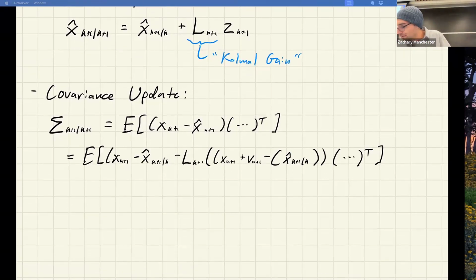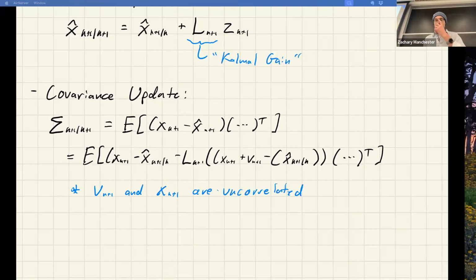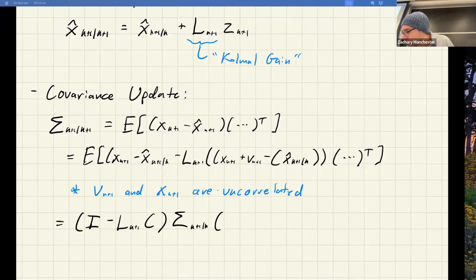So now there's another round of assuming things are uncorrelated. Once again, v k plus 1 and x k plus 1 are uncorrelated, which we already kind of did. And then we're just going to expand this thing out a little bit and massage it. It's not hard. It's obvious stuff if you followed all the rest. And so what this works out to be is I minus LC times sigma k plus 1 given k times I minus LC transposed. So it's the matrix sandwich of our predicted covariance with this Kalman gain thing, and then the measurement noise similarly sandwiched through the Kalman gain.